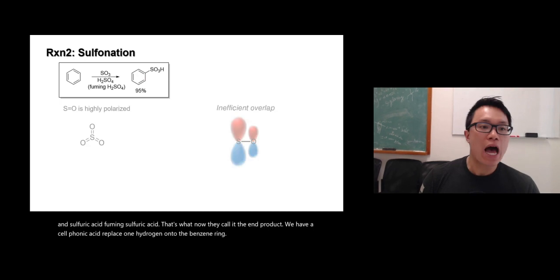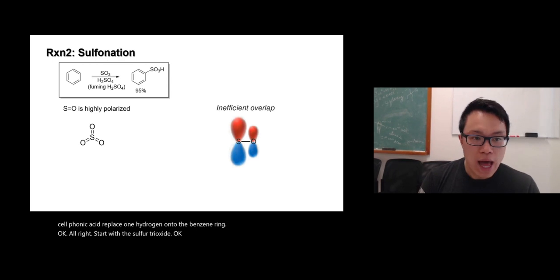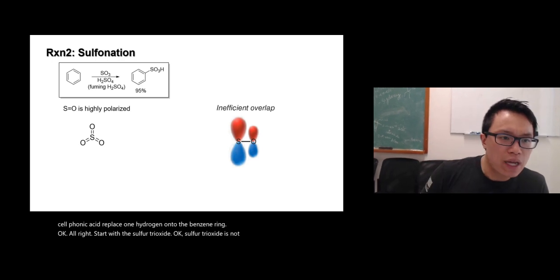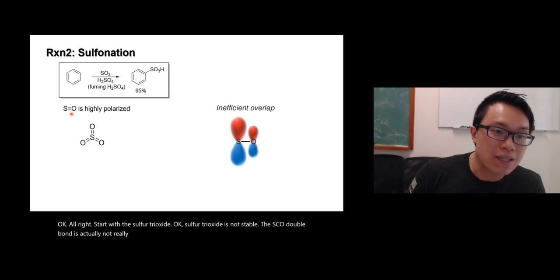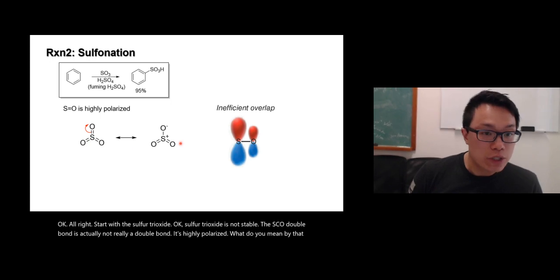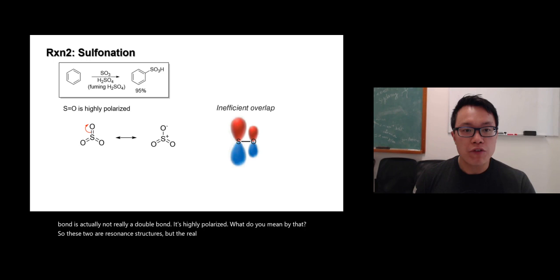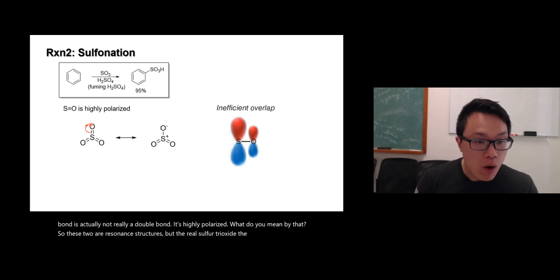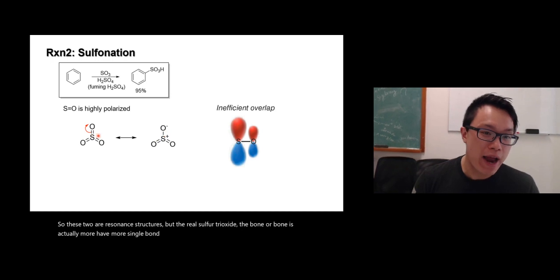All right, start with the sulfur trioxide. Sulfur trioxide is not stable. The S=O double bond is actually not really a double bond. It's highly polarized. These two are resonance structures, but in the real sulfur trioxide, the SO bond has more single bond character than double bond character.